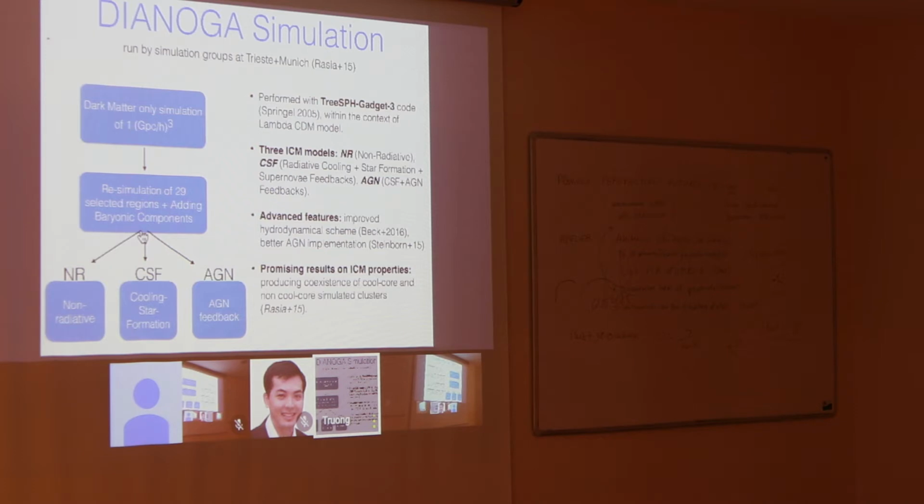So to answer the question, the point of simulating dark matter only first is that we can then select only the regions we are interested in. The region we are interested in, in this case, is just the most massive halos. And then we add baryonic components to those selected regions. We re-simulate them at a higher resolution, adding more baryonic physics.